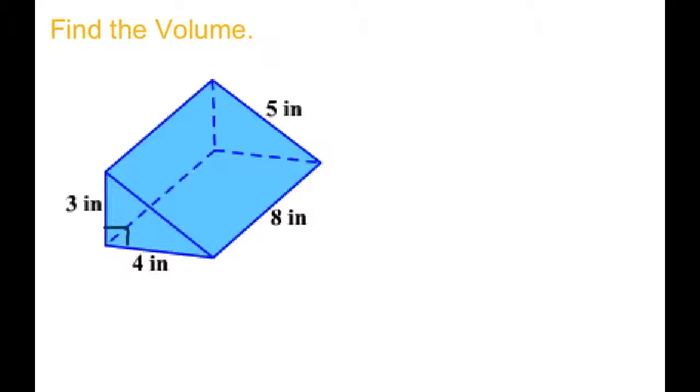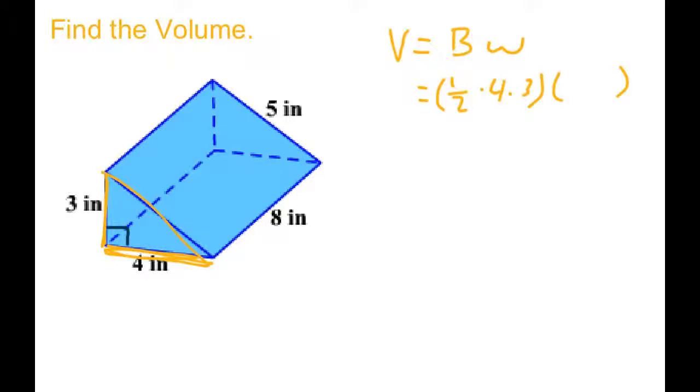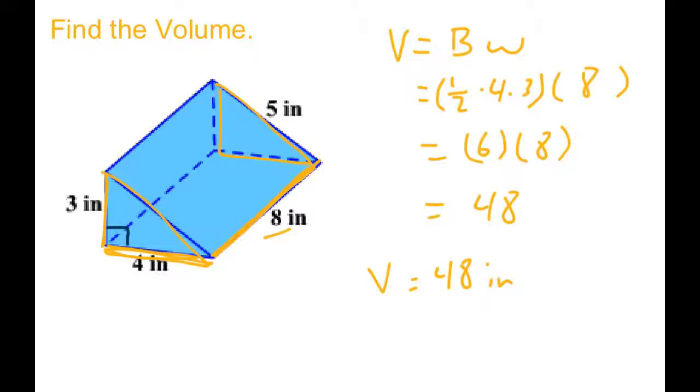Alright, this is where you want to pause the video, and then you do it, and then come back and watch me. Alright, so this is a triangular prism. Formula is volume equals area of the base times the width. So the base is a triangle. And remember, triangle area formula is 1/2 times the base of the triangle, little b, and there's the base of the triangle, 4, times the height of the triangle, right there is 3. And then we multiply that by the width, the distance from one triangle to the other triangle, and that's this distance right here, so that's 8. 1/2 times 4 times 3 is 6. 6 times 8 is 48. Therefore, my volume is 48 inches cubed.